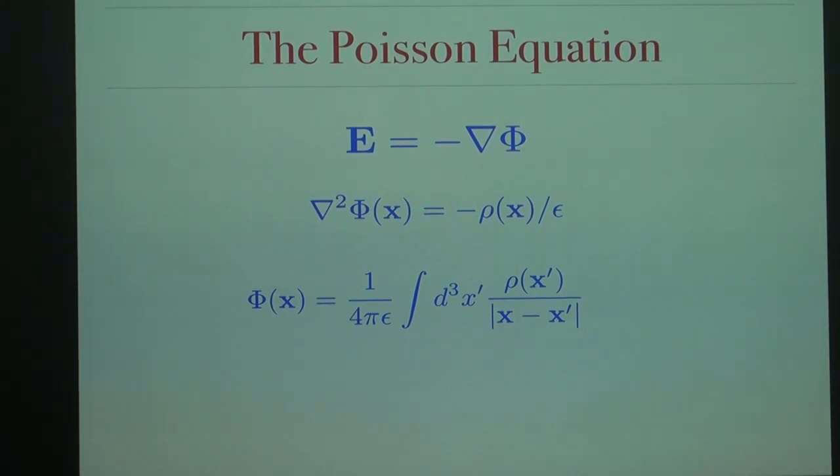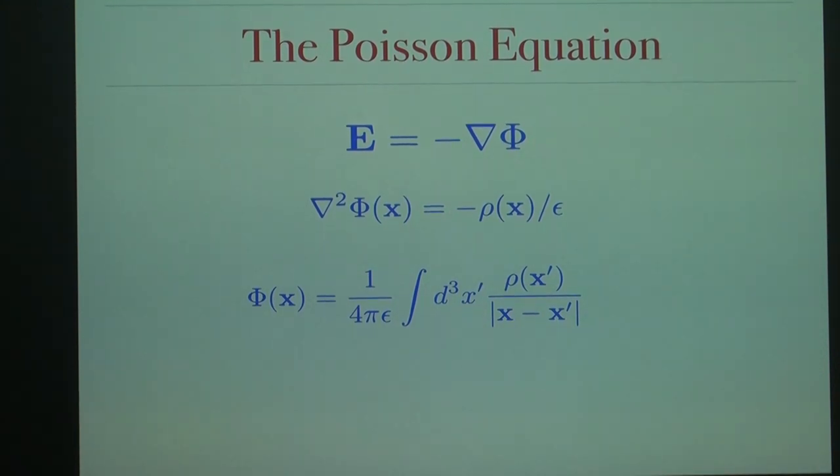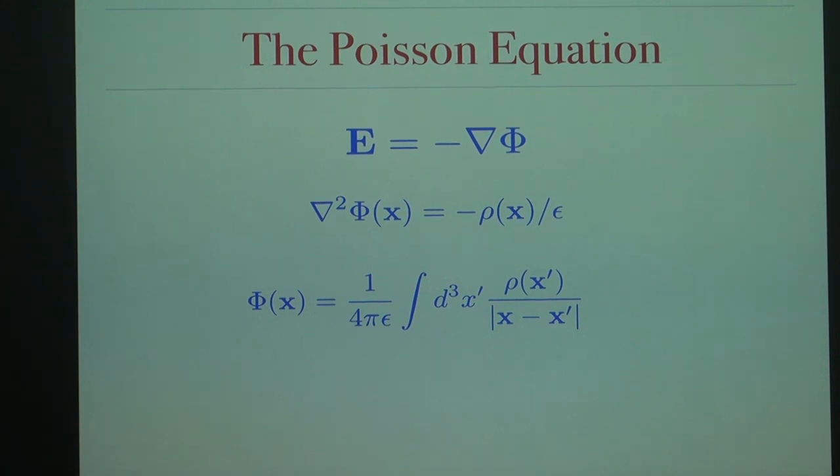And now, of course, I would like to use a few minutes to discuss the Poisson equation. Since the electric field is given as a gradient of a scalar potential, this scalar potential obeys an equation which is called the Poisson equation, and which has a beautiful solution given in this form here.